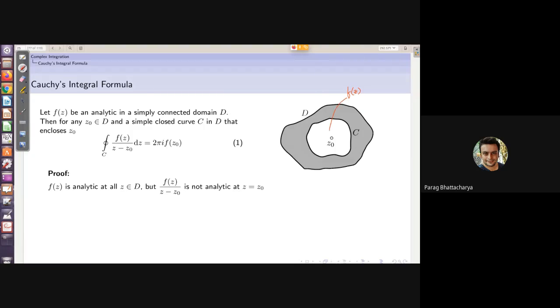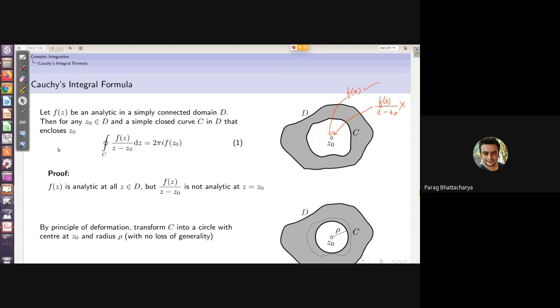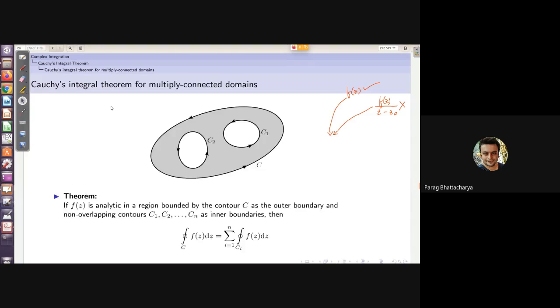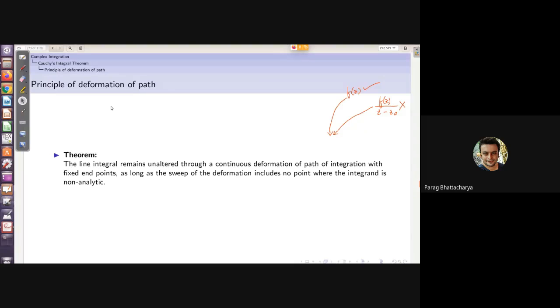f(z) is analytic here, but f(z) divided by z minus z naught, at the very same point, is not analytic. So what we can do is use the principle of deformation. Remember the principle of deformation? What does it say?